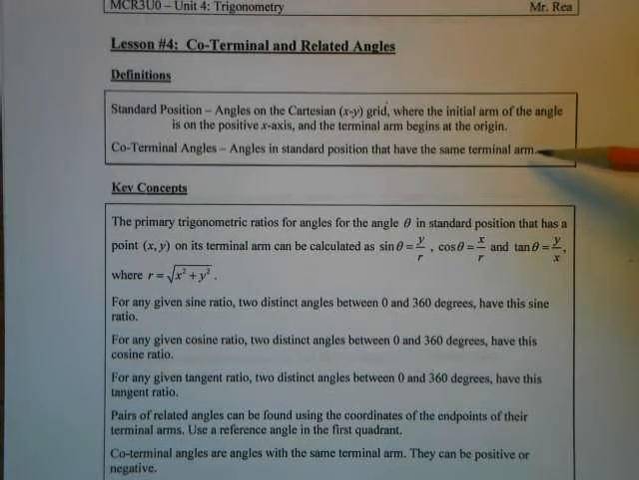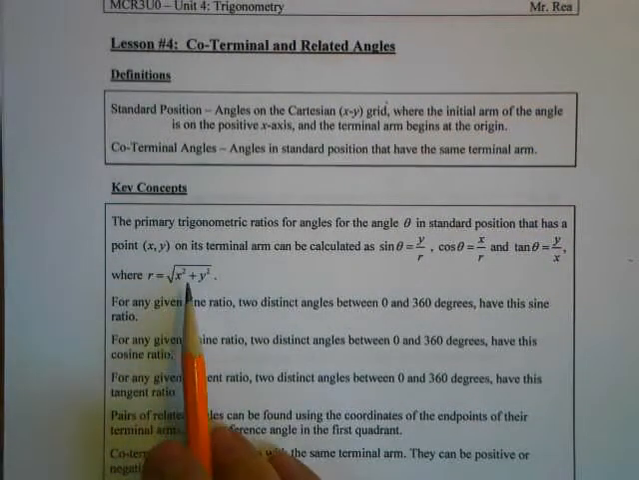And coterminal angles, we'll talk quickly about that at the end. These are angles in standard position that have the same terminal arm, but these coterminal angles are located in the same place, but they can have multiple or infinite different angle measurements for the same terminal arm.